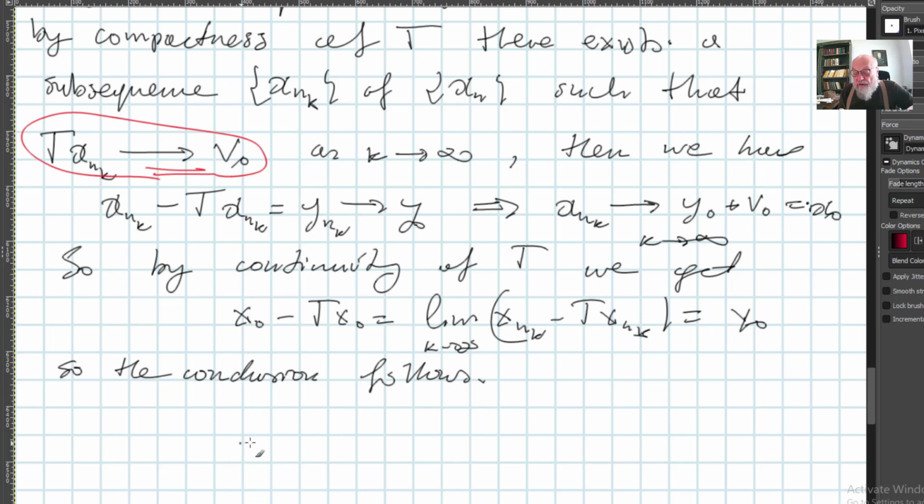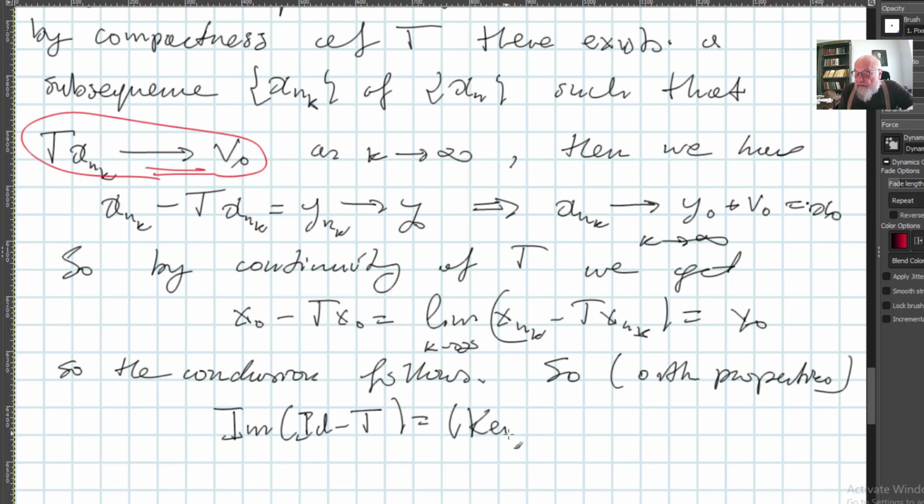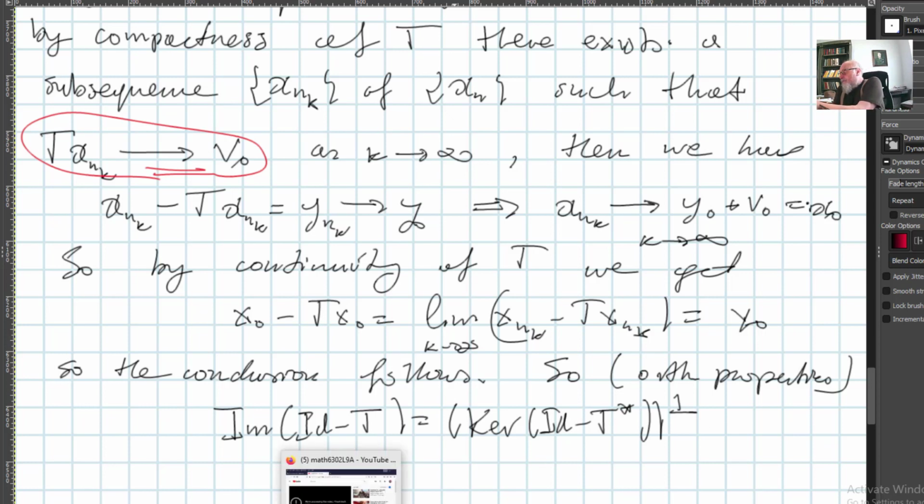Once you have here that the image is closed, then by the orthogonality properties, we are getting here that the image of identity minus T is the same as the kernel of identity minus T star perpendicular. So we got that one.